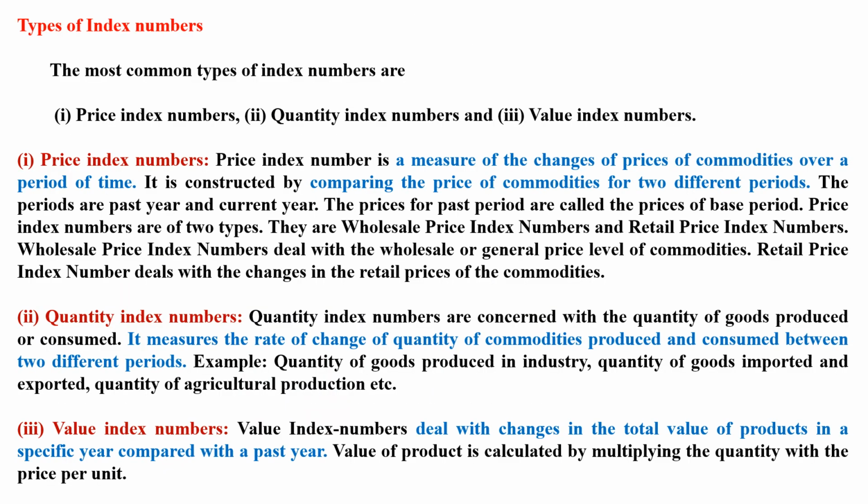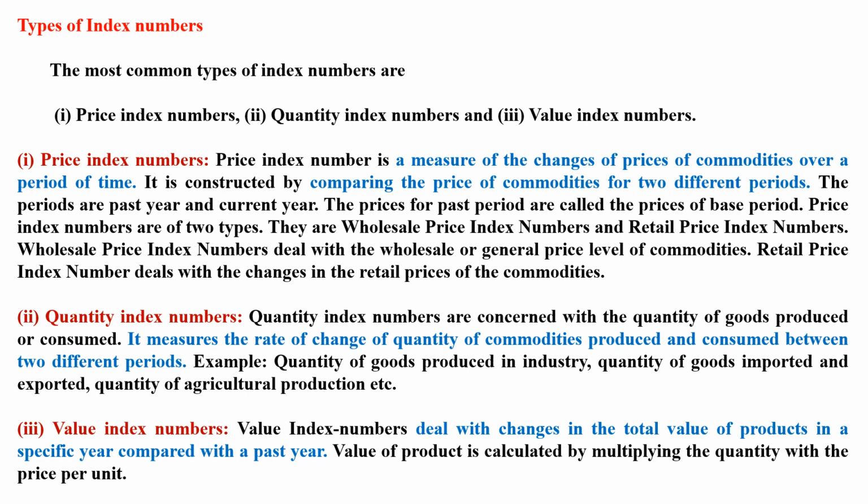Types of index numbers. The most common types of index numbers are: I. Price index numbers, II. Quantity index numbers and III. Value index numbers. I. Price index numbers. Price index number is a measure of the changes of prices of commodities over a period of time. It is constructed by comparing the price of commodities for two different periods. The periods are past year and current year. The prices for past period are called the prices of base period.